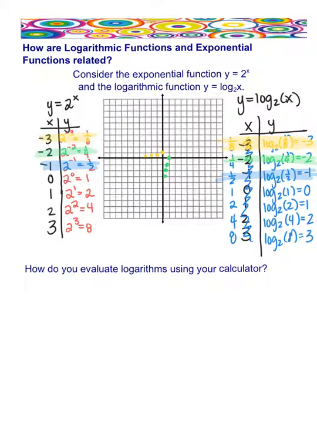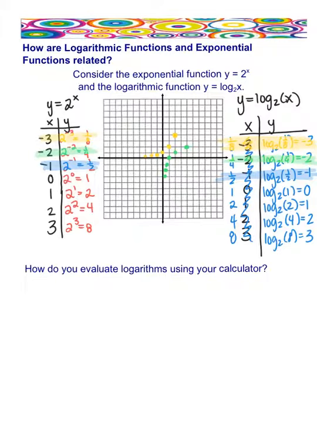For the next point on the exponential, I have (1, 2). For the logarithmic, I've got (2, 1). For the next point on the exponential, I've got (2, 4). For the logarithmic, I've got (4, 2).